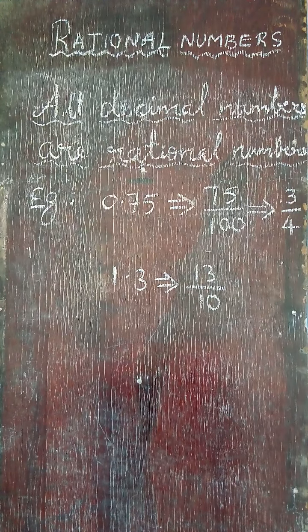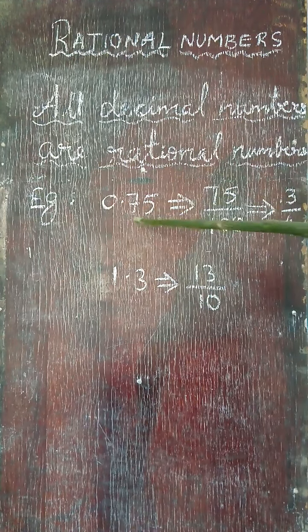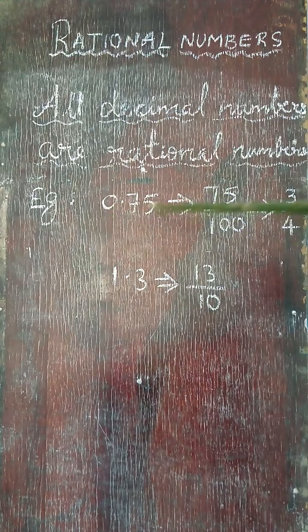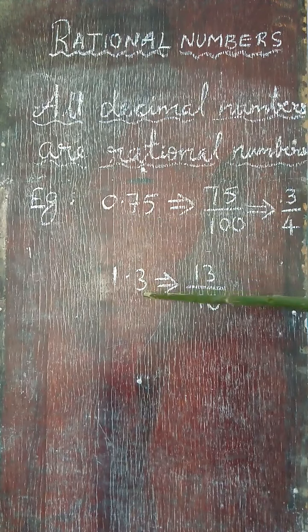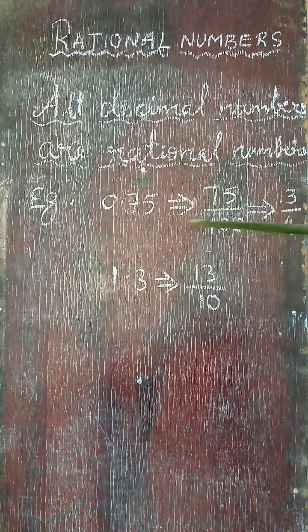Next, all decimal numbers are rational. எல்லா decimal numberஐயும் நம்ம rational numberனு சொல்லலாம். I have taken a decimal number 0.75. So we have learned how to write a decimal in fraction form in the previous, lower classes. 0.75 எப்படி எழுதலாம்? 75 by 100. 2 decimal places இருந்தால் divide by 100. 1 decimal place இருந்தால் divide by 10 போடுவோம். 3 decimal places இருந்தால் divide by 1000 போடுவோம்.